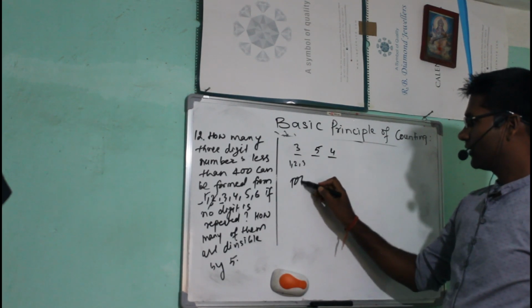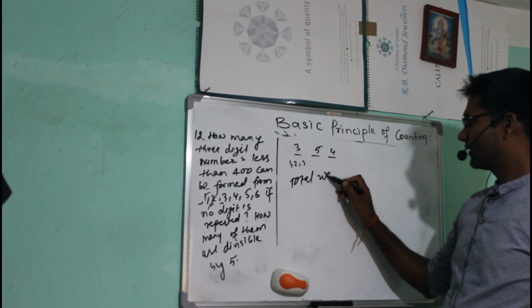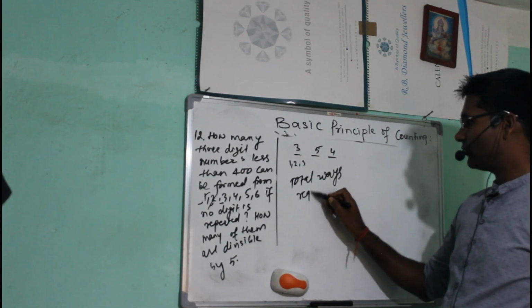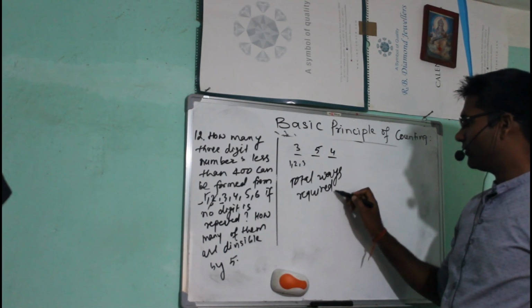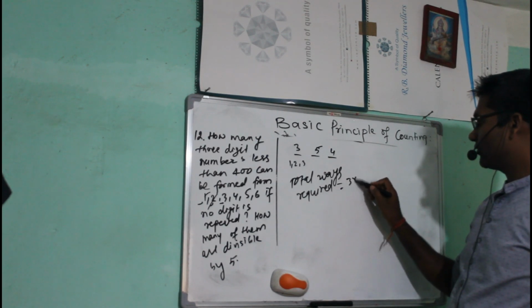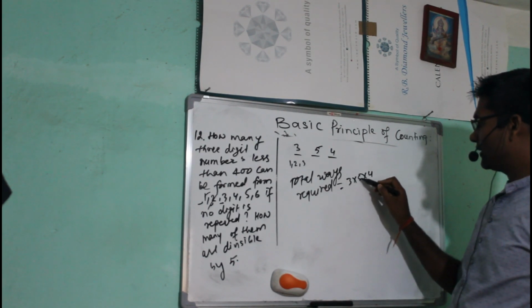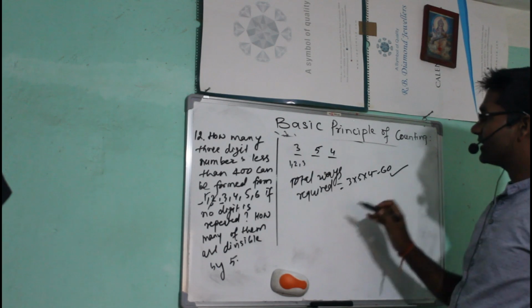Now suppose you have chosen this, then 4 choices will be here. So total ways required will be simply 3 into 5 into 4, 20 into 3, it is 60. This is the first part.